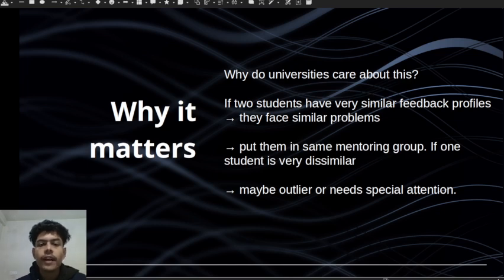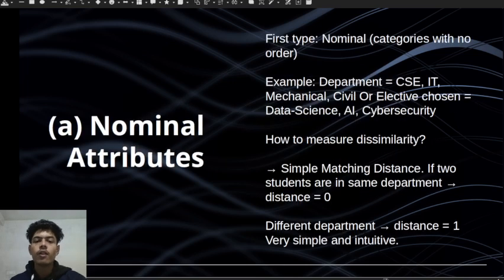Now, why does it matter? Why does the university care about this? If two students have very similar feedback profiles, they face similar problems and they can be kept in a similar cluster or group. There may be an outlier who needs special attention. A student with very unusual cases may need special attention, so we can know that using this similarity and dissimilarity.